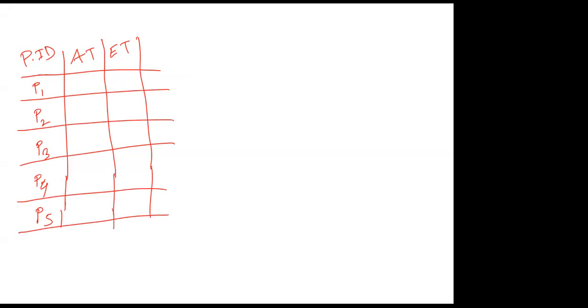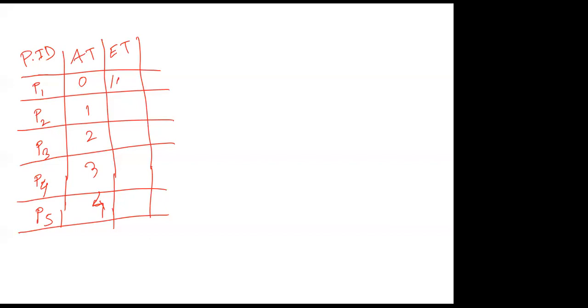Now, let's say the arrival times are 0, 1, 2, 3, 4 nanoseconds. Let's consider the unit of time is nanoseconds. At 0 nanoseconds, one process, P1, is inside the RAM. After 1 nanosecond, P2 is also inside the RAM.